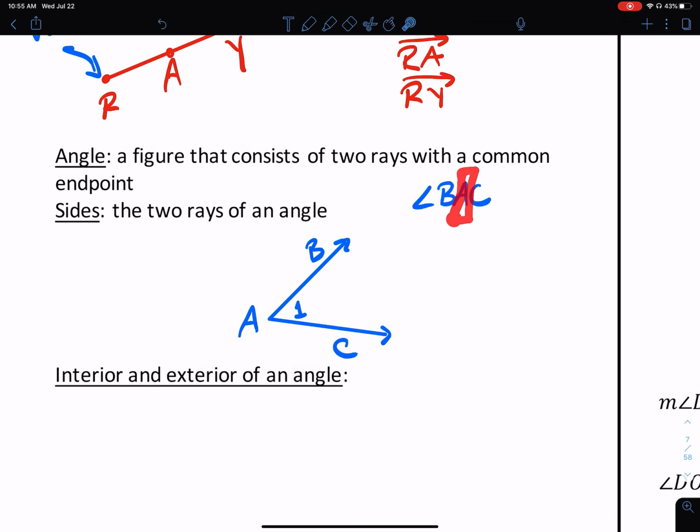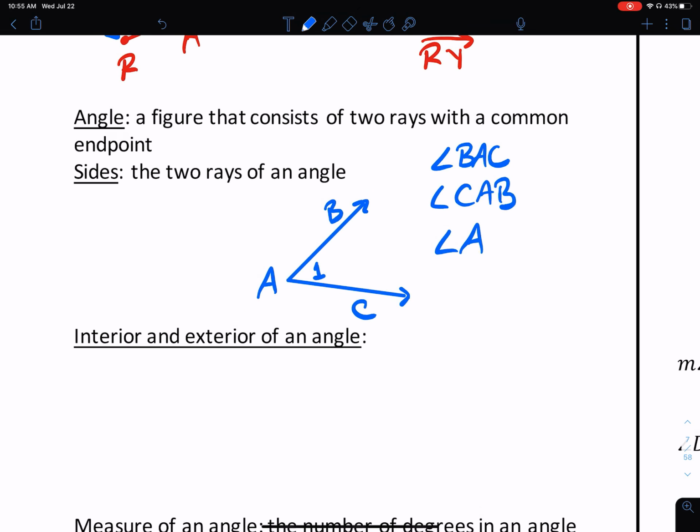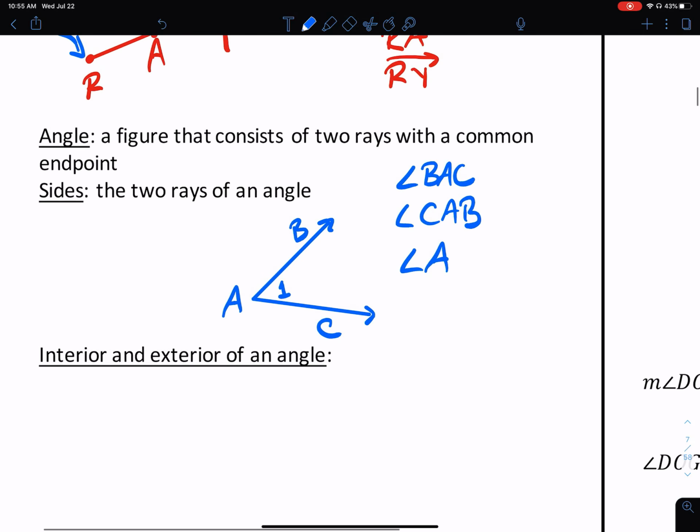This middle letter has to be the vertex. The vertex is where the two rays intersect. It's the endpoint of a ray. I could call this same angle CAB. Middle letter is the same. I chose one letter on one ray and one letter on the other ray. I could even call this angle A, because A is the vertex.